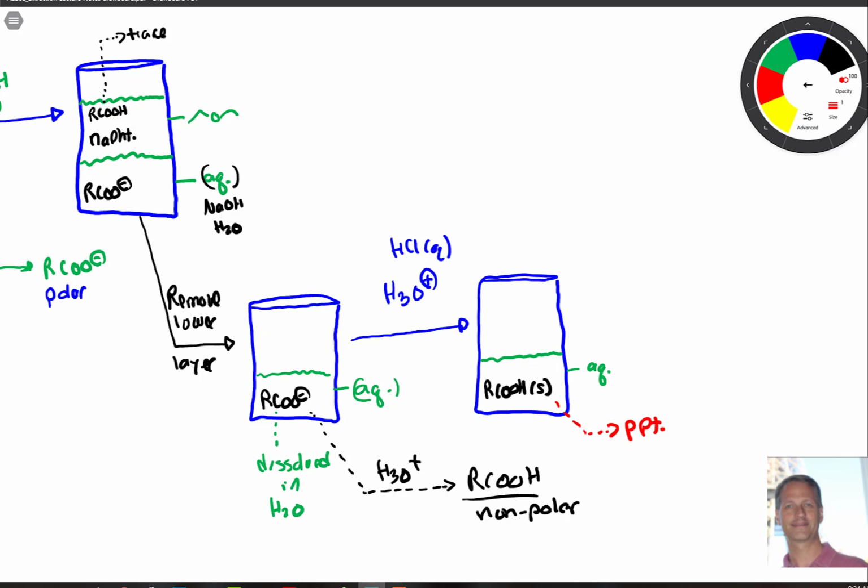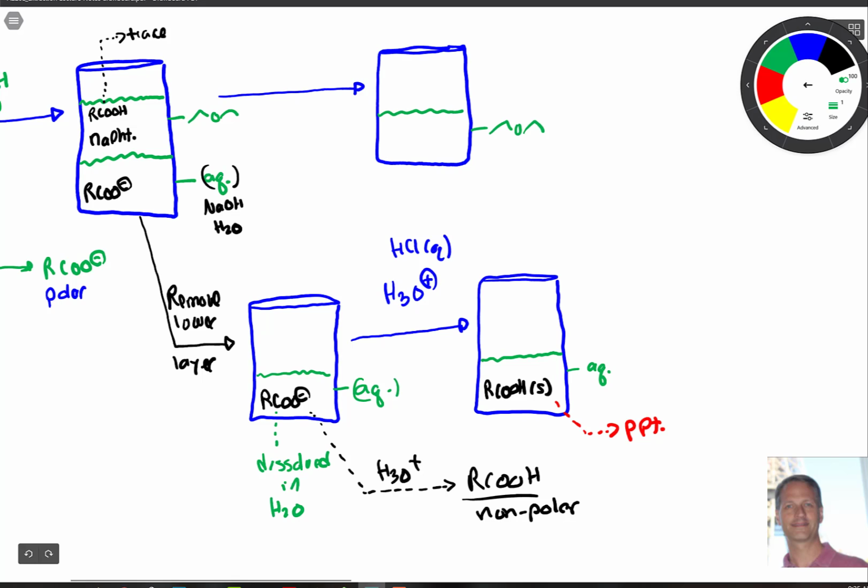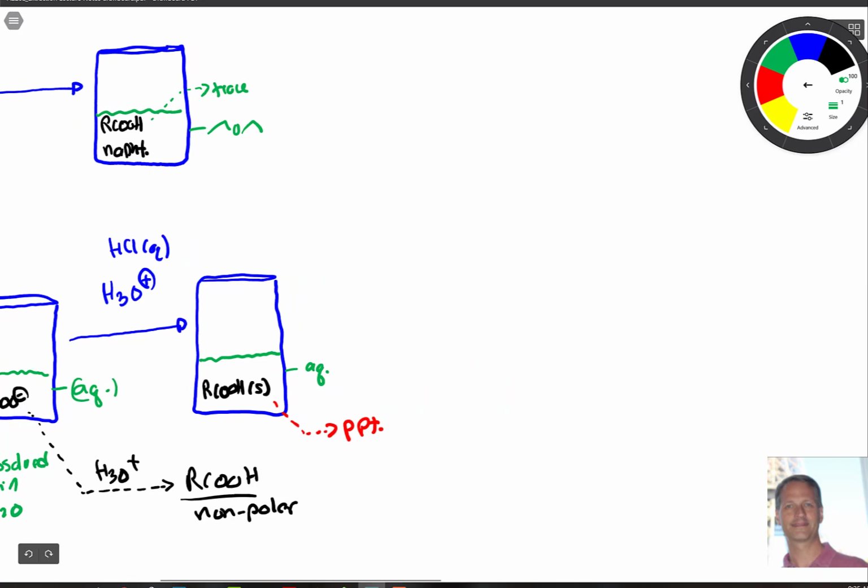Now what are you left with up at the top? So you remove that bottom layer. Right, so the top layer remains up here. So we'll come down a little bit lower. Again, that's your diethyl ether layer. And what we set in there before was RCOOH and naphthalene, right? And we said that this was a trace amount. Well, we can get rid of that if we do another sodium hydroxide extraction.